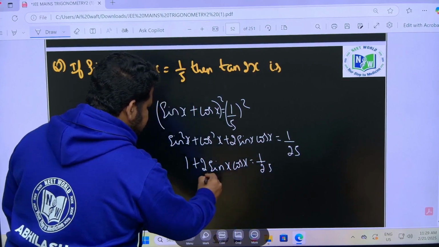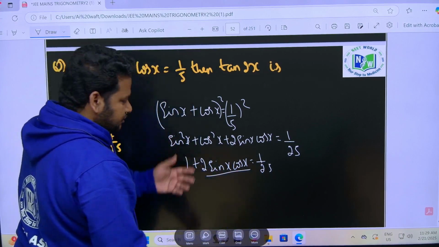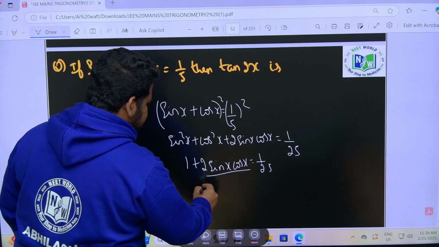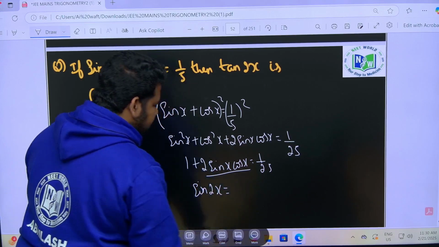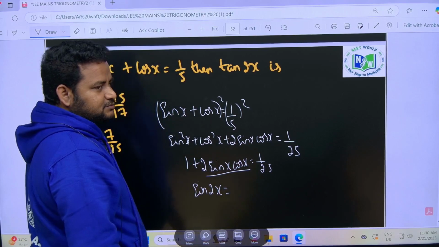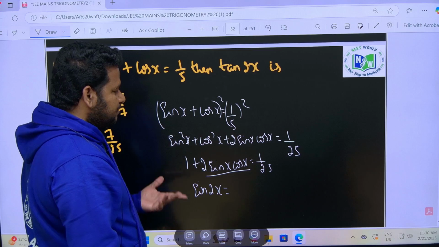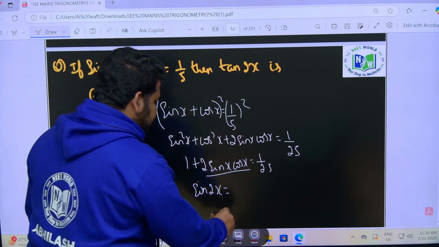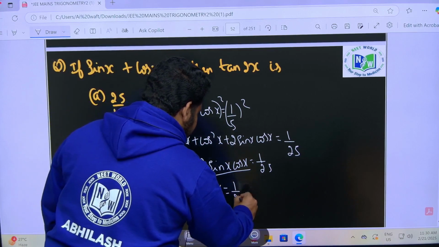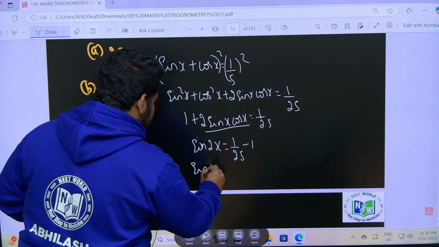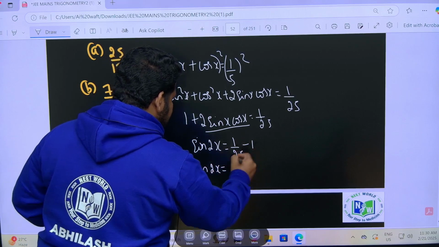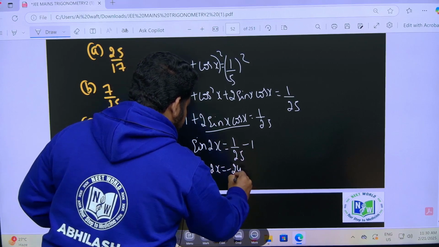So 2 sin x cos x is what, friend? 2 sin theta cos theta is sin 2 theta, so 2 sin x cos x is sin 2x. 1 by 25 minus 1 is nothing but minus 24 by 25. So sin 2x will be equal to minus 24 by 25.